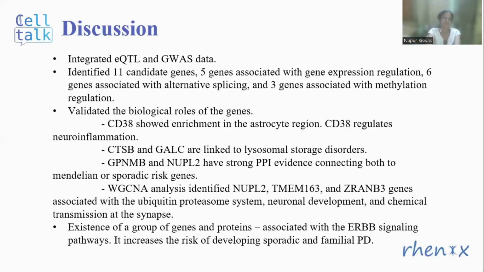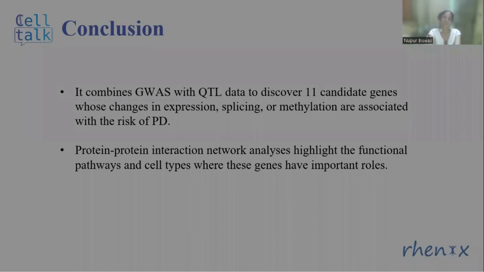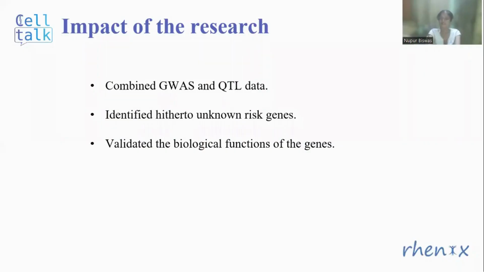With this data, the researchers conclude that combination of GWAS and QTL data helps to discover 11 new candidate genes whose changes in expression, splicing, and methylation are associated with the risk of PD. And the protein-protein interaction network analysis highlights the functional pathways and cell types where these genes have important roles. So the research has had an impact on the integrated analysis of GWAS and QTL data.